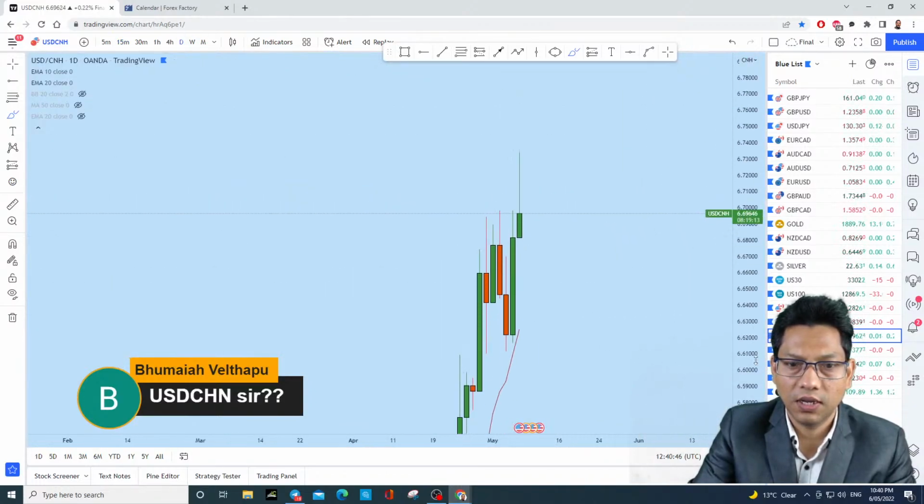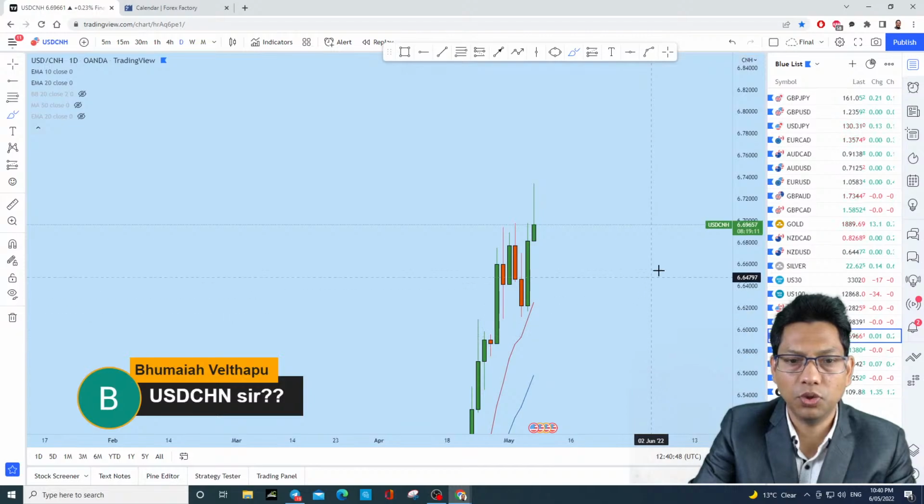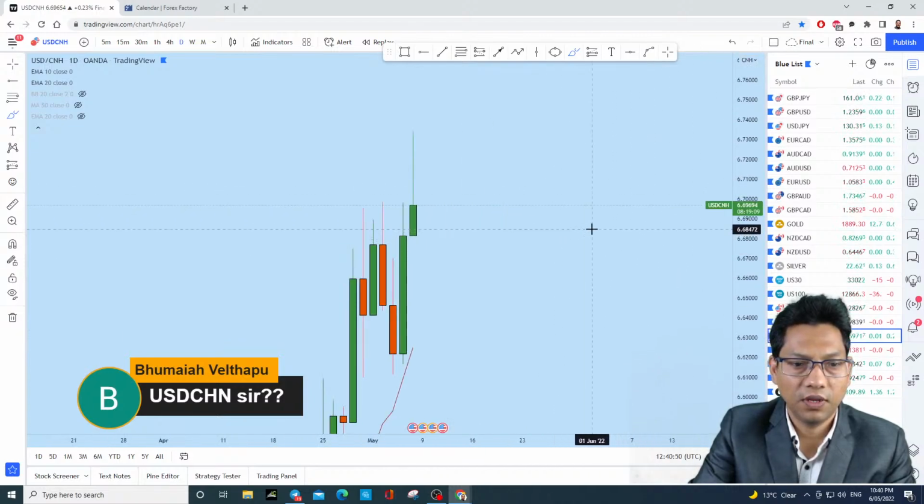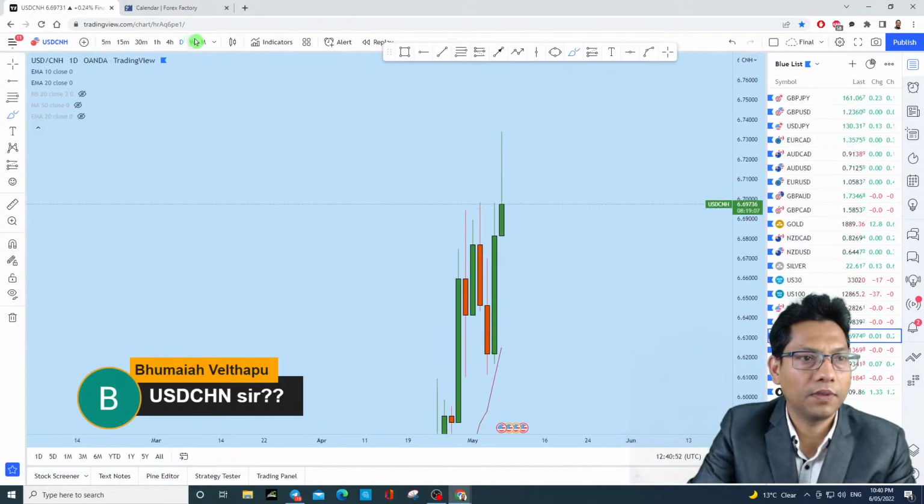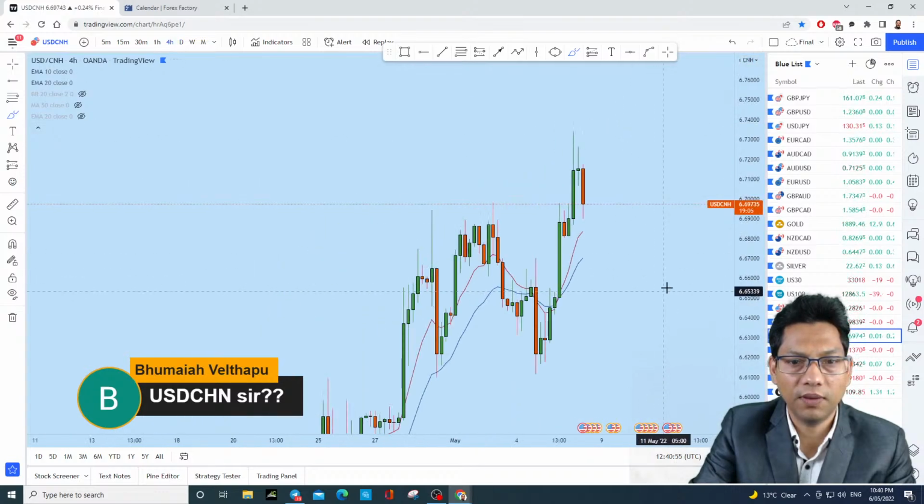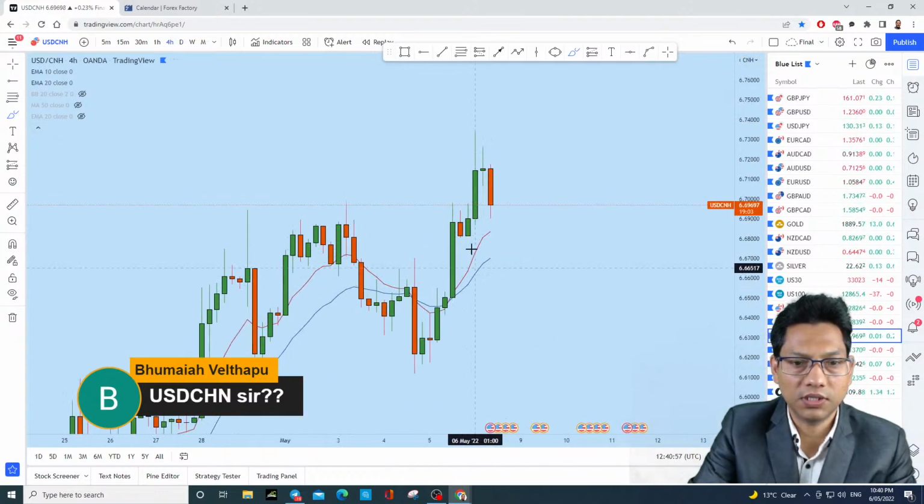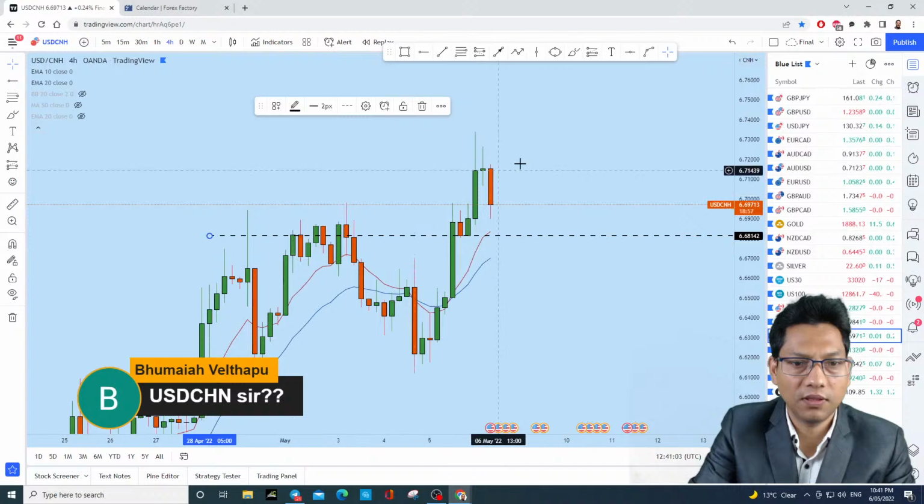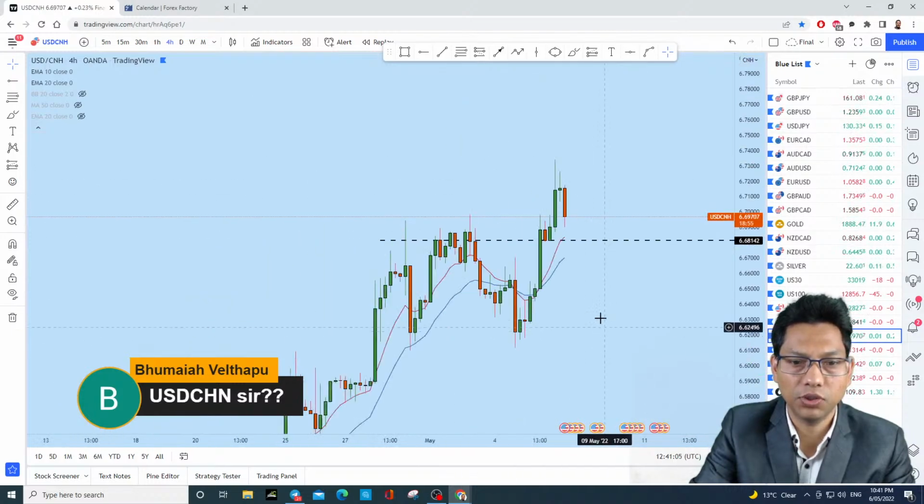Okay, nice bullish engulfer. USD CHF, you see, it's now a very bullish, it's now coming to a buy position. So if today USD CHF breaks this level, it's a nice buy position. If this one breaks here, it might come to test this.